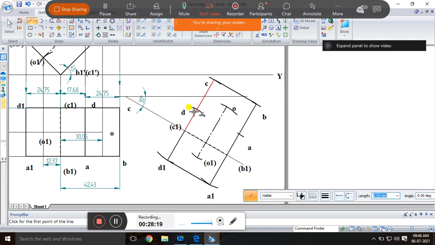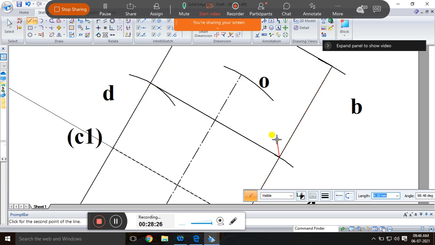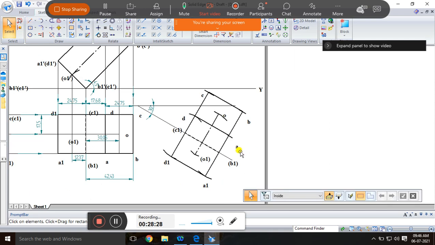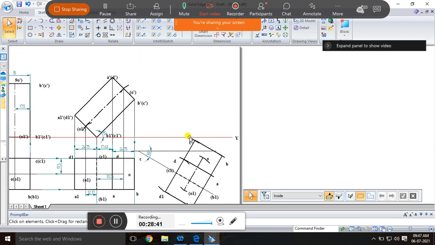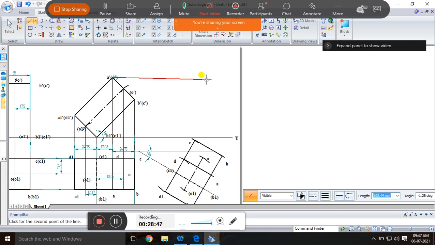And join whatever the line is there, we have to join all the lines. Yes, this is the reconstruction of this second position top view with the help of scale, and we go with the box method and reconstruct it. It is an easy method. And once the reconstruction of this top view is over, go for the front view.